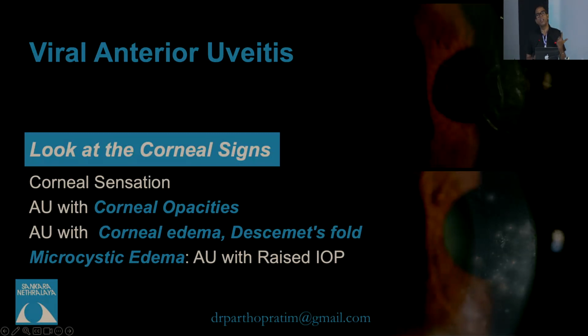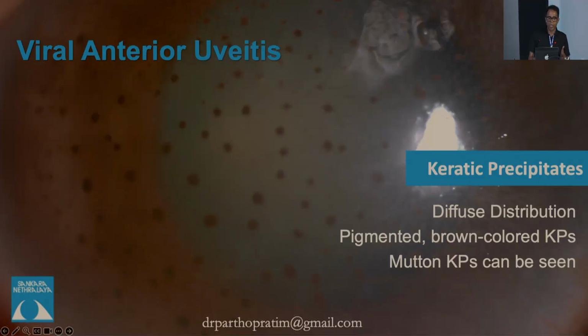Now when we are decoding viral uveitis, what all do you have to see? You have to pay attention to the corneal signs and check the corneal sensation on examination. This is very important because sometimes the examiner may ask whether you have checked the corneal sensation. The second is to see the corneal opacities, whether there is any corneal edema or Descemet's folds. And obviously all of you know that viral uveitis is notorious for a secondary rise of intraocular pressure also. So you can see that.